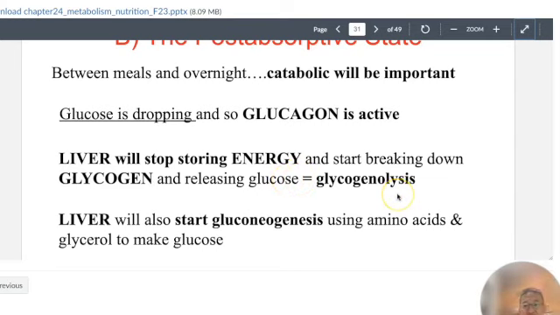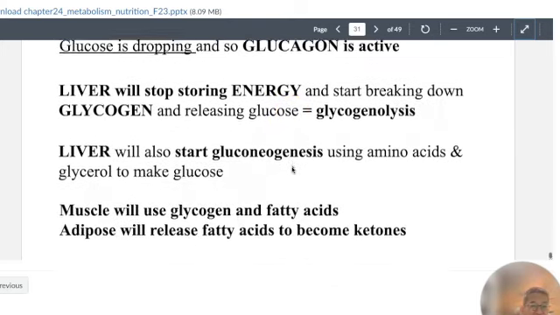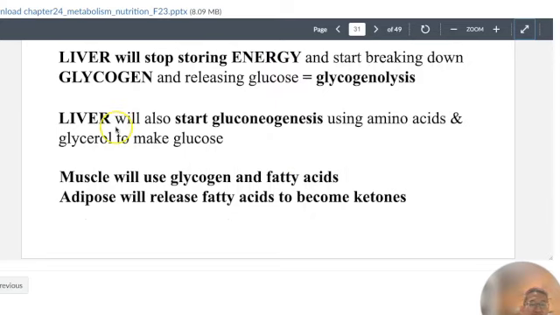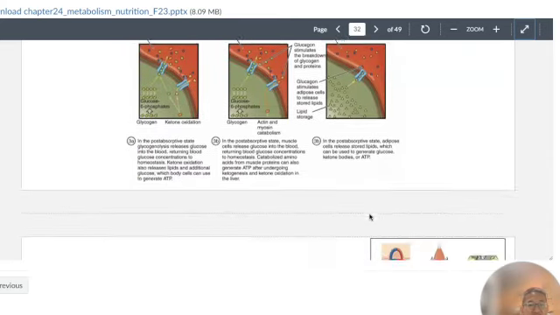And then you have glycogenolysis, break down the glycogen into glucose, and so on and so forth. And then you'll be using that, going into the electron transport chain, and then it will be released as ATP. Liver will start gluconeogenesis using amino acid and glycerol to make glucose. Muscles will use glycogen and fatty acid. Adipose will release fatty acid to make ketones. Same chart.